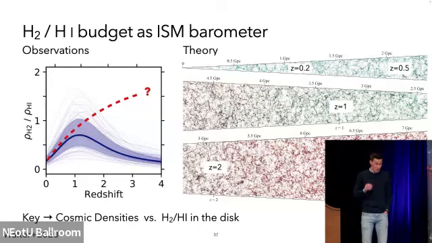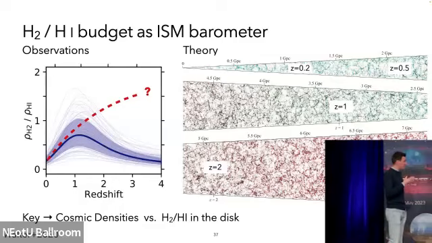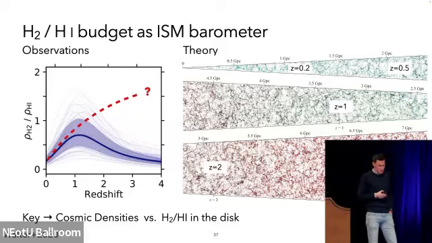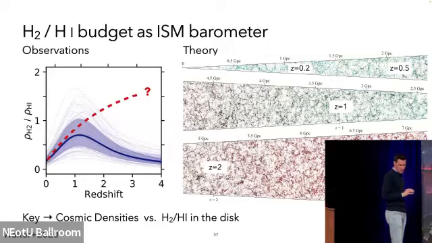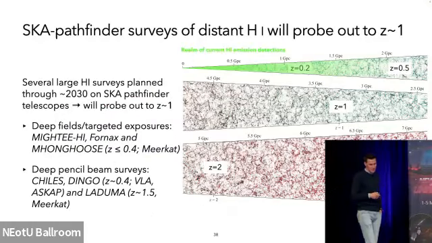And hopefully with upcoming pathfinders, and eventually the SKA, we will be able to start doing this slowly, pushing out into the higher redshift regime. So in the last minutes, let's look at what's there to be expected. This is very broad, but this is sort of the realm of the current H1 detections.